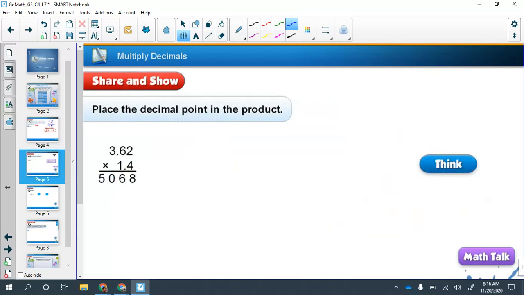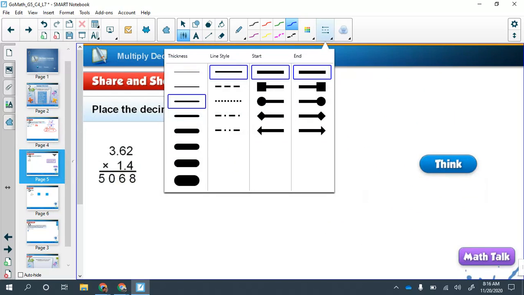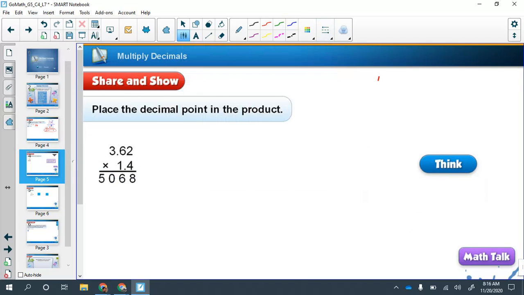Let's try another way. Another method that we can use, and let's change back to our skinny pen. Oh, look, for some reason we're still red. That's okay. So another way that we can do this is, instead of estimating, we can ignore the decimal and multiply as normal. This is what we would get if we multiplied 362 times 14. And then we just count out 2 places for the decimal here, and then 1 place for the decimal here. And 2 plus 1 is 3.